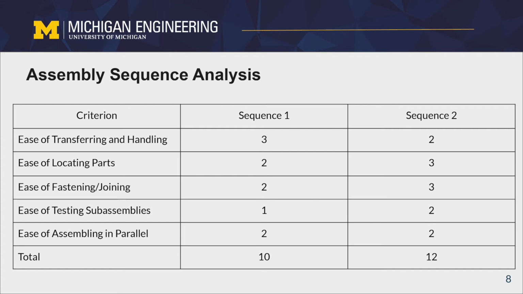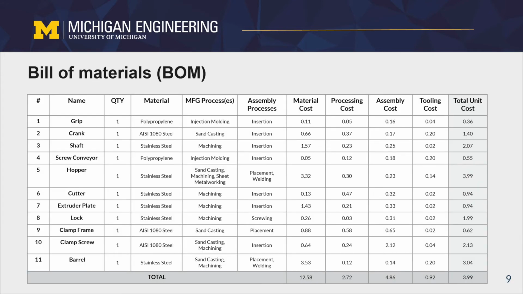When compared to one another, sequence 2 scored higher than sequence 1, with a score of 12 points compared to 10 points. Sequence 2 is identified to be easier to locate the parts, easier to fasten and join during assembly, and easier to test the subassemblies.